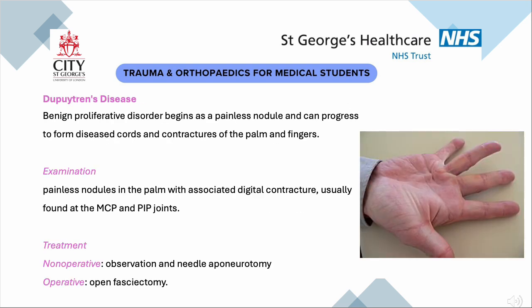We'll move on to a different condition, Dupuytren's disease. So the definition is a benign proliferative disorder, which begins as typically a painful nodule, but can progress to these cords that run up through the palm and into the fingers, and then you get contractures of the palm and the fingers. When you look at the patient, there are painless nodules, or even these bands, as you can see in the picture here, and they're typically found at the metacarpal and interphalangeal joints.